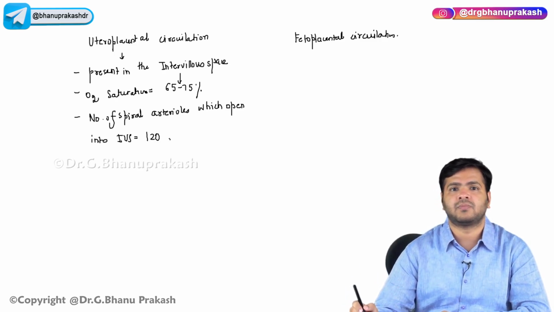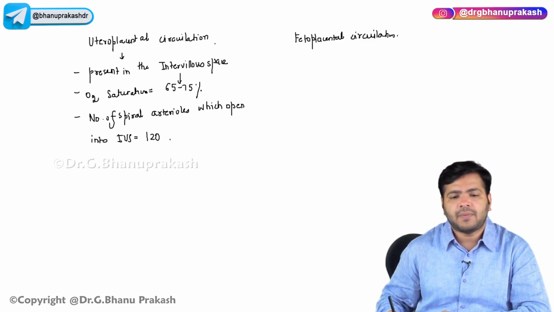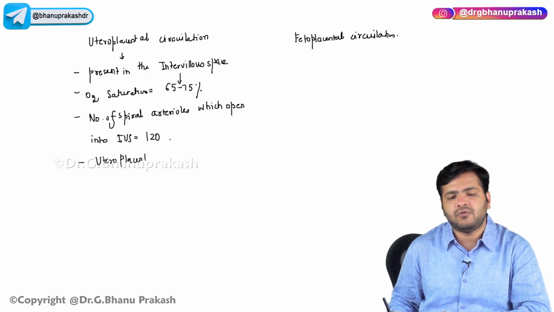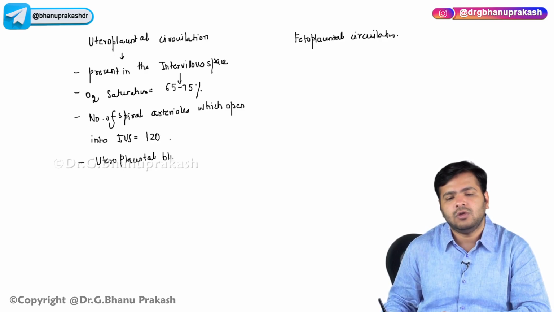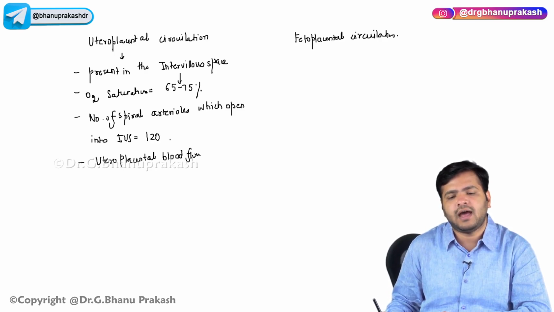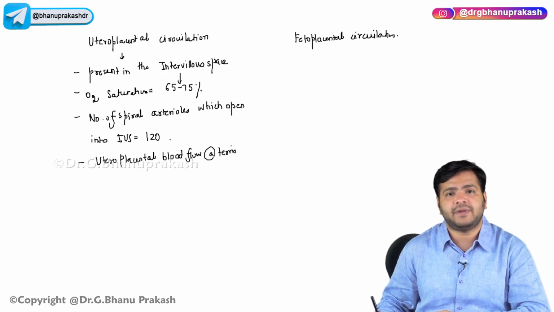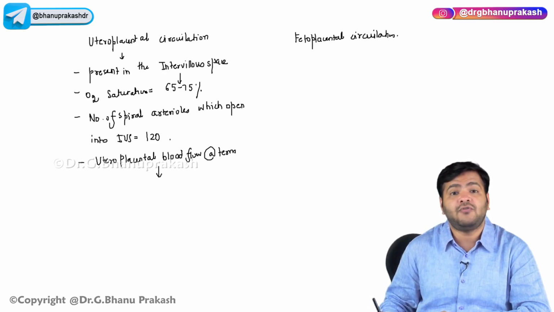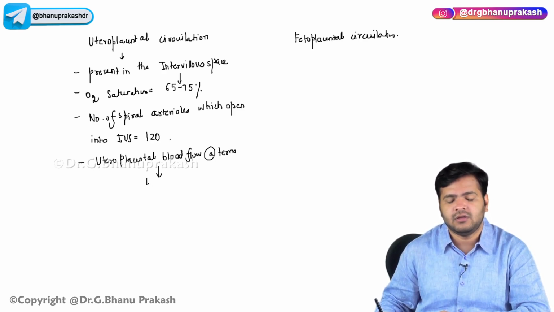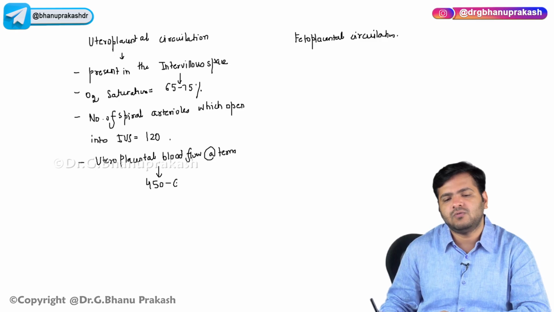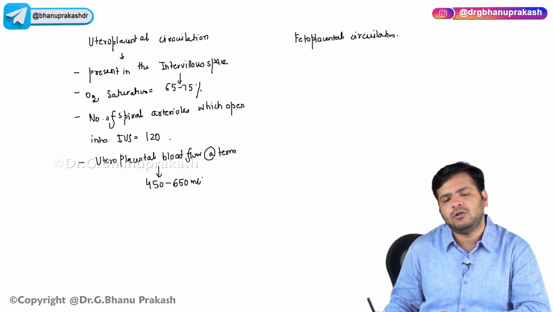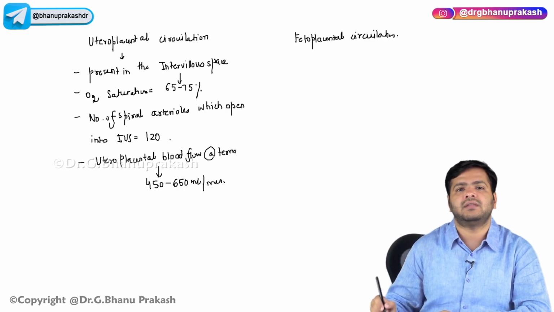Now, if we talk about the uteroplacental blood flow at term, at 40 weeks of pregnancy, it is around 450 to 650 ml per minute, right?